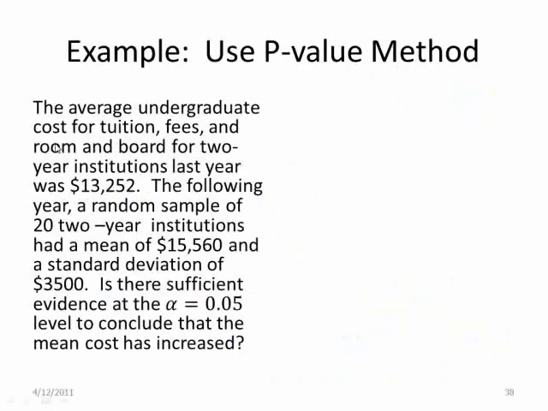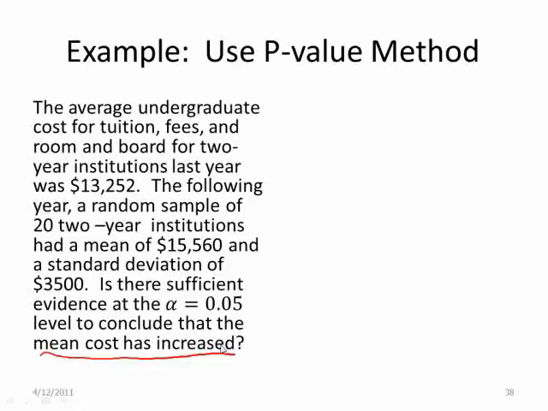So the average undergraduate cost for tuition, fees, room and board for two-year institutions last year was $13,252. I think this exercise is a couple years old. The following year, a random sample of 20 two-year institutions had a mean of $15,560 and a standard deviation of $3,500. Is there sufficient evidence at alpha equals 0.05 level to conclude that the mean cost has increased?